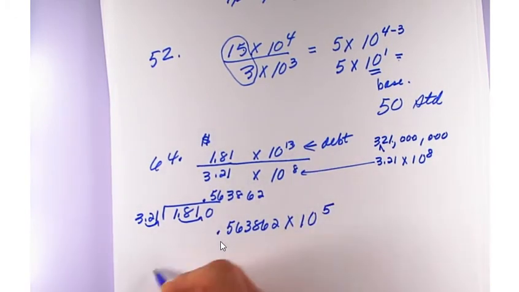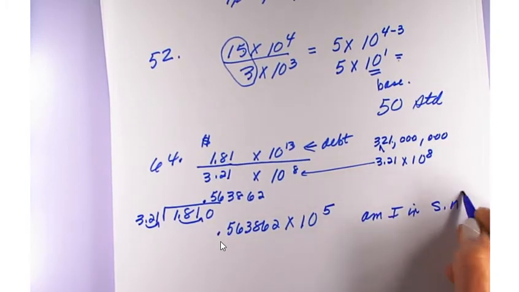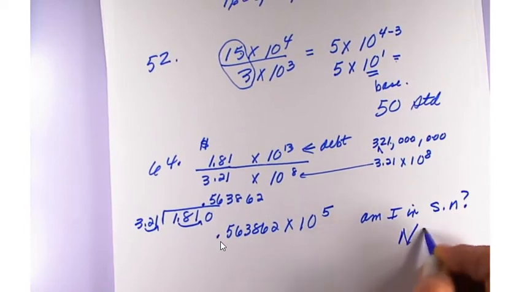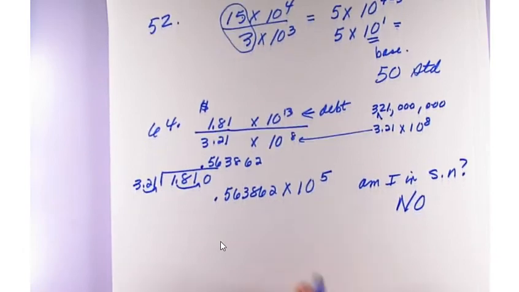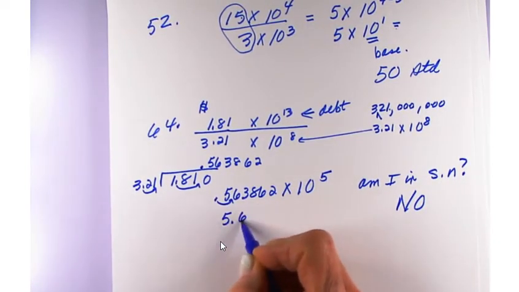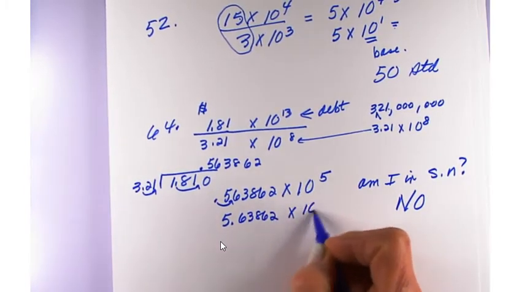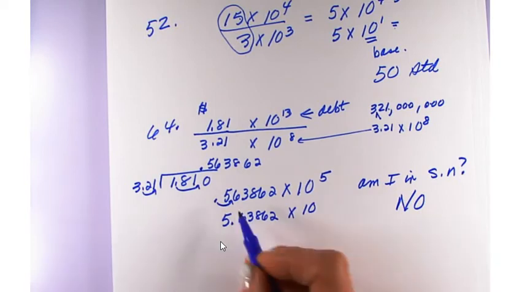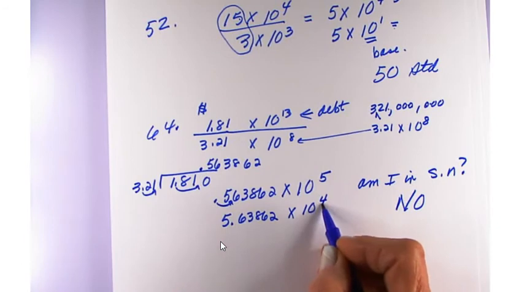Am I in scientific notation? No. I need a number between 1 and 10. So I'm going to move it here, 5.63862. And what do I have to do to my 10? Since I increase this, I have to decrease this to balance it. And he evidently wanted us to round off here.